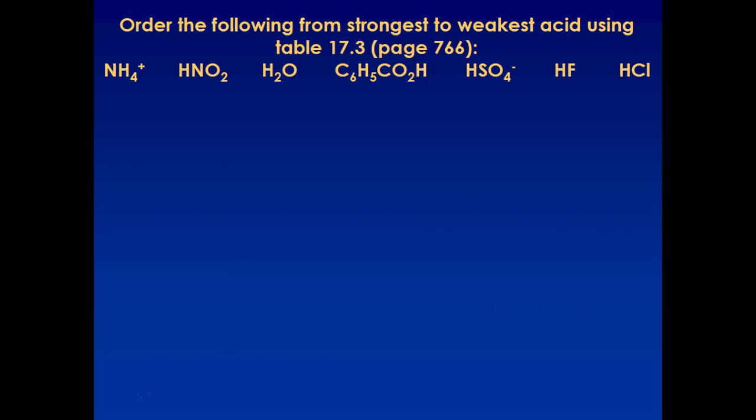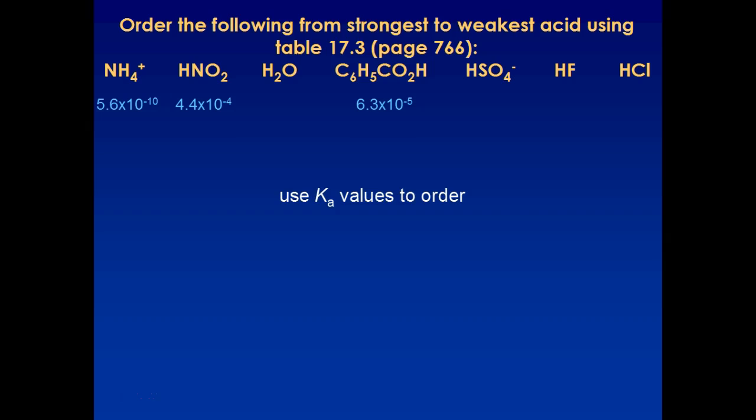So what I'm going to do right here is fill in what the Ka values are for these different ions and substances. NH4 plus, if you go look, will be 5.6 times 10 to the negative 10th. HNO2 will be 4.4 times 10 to the negative 4th. Water is 10 to the negative 14th. That's what it'll always be at 25 degrees.